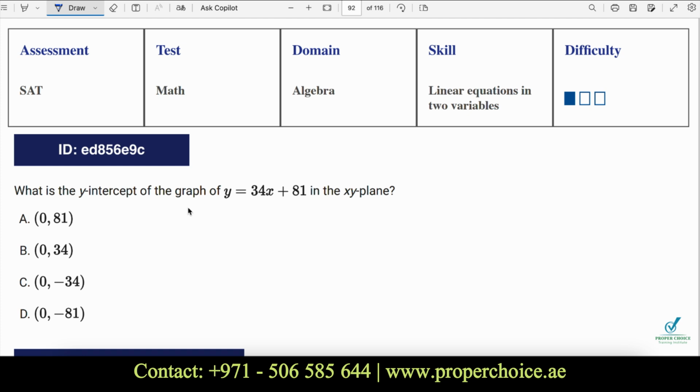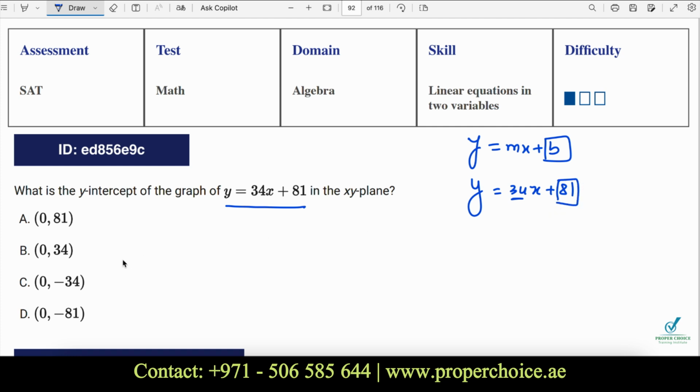What is the y-intercept of the graph y equals 34x plus 81? This is the equation of a straight line in slope-intercept form, which is y equals mx plus b, where m represents the slope and b represents the y-intercept. If you write it this way, y equals 34x plus 81. So the slope is 34 and the b value, that is the y-intercept, is 81.